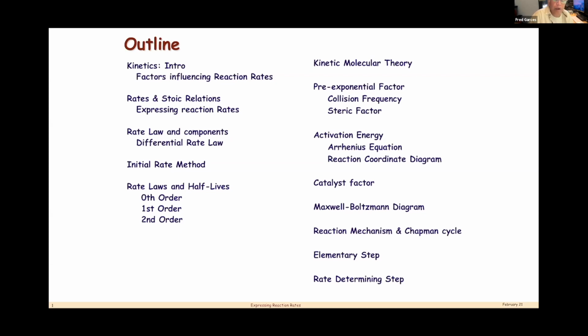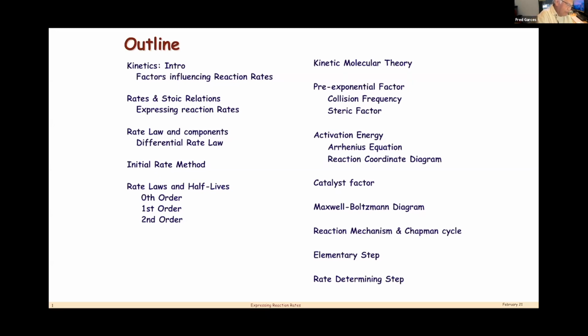We're going to look at the method of initial rates on how we can calculate the rate law based on some experiments that we do. The rate law is, as you can see, very important in kinetics. Then we're going to study specific orders: 0th order, 1st order, 2nd order. The order of the reaction depends on the concentration of the chemicals that are involved in the reaction.